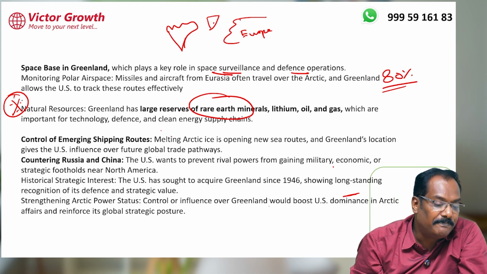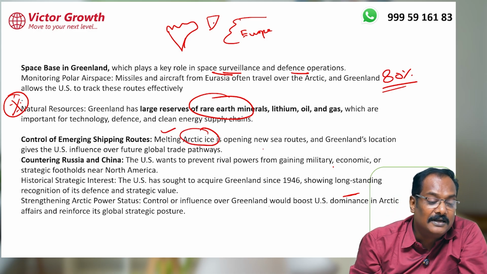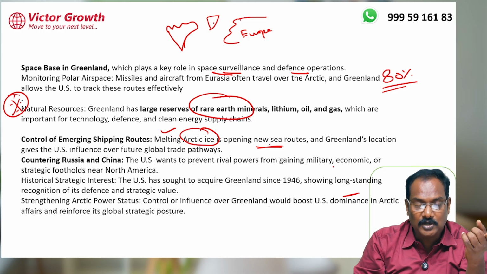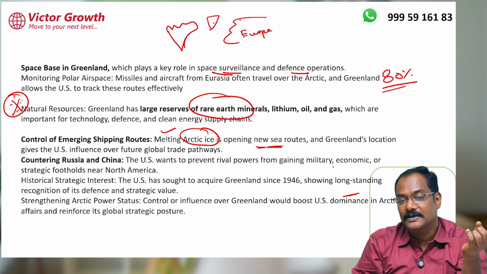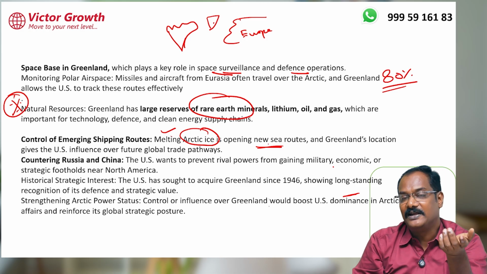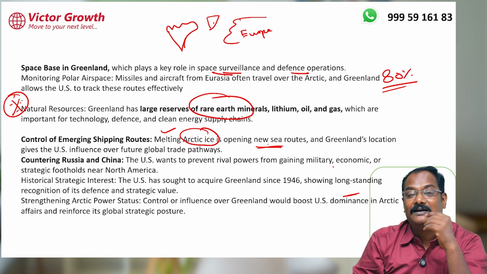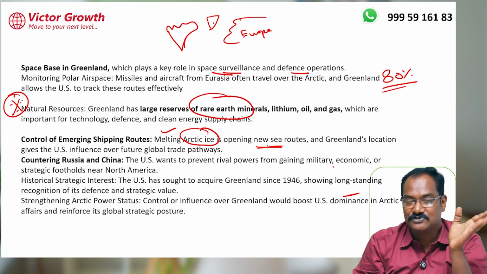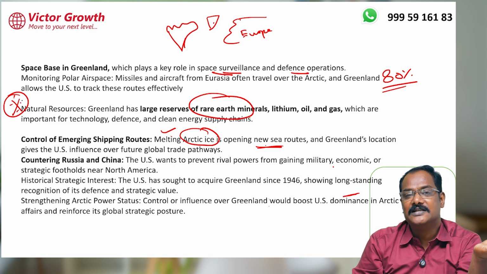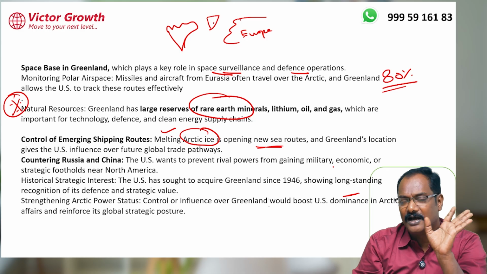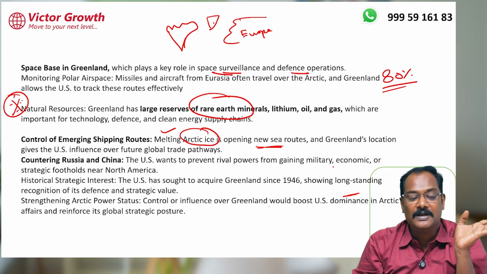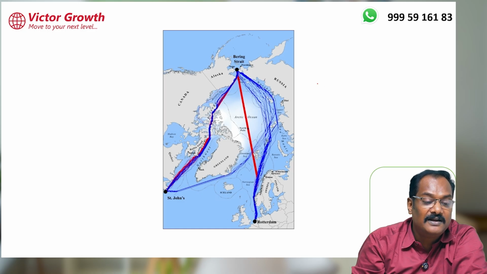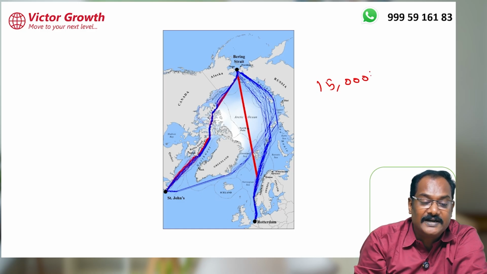Then we'll say shipping, melting of Arctic ice, opening the new sea route. Now, if they want to come to Africa, or to Japan, through the normal existing route, like the Suez Canal and the Panama Canal, it is around 23,000 kilometers, or approximately 20,000 kilometers and above. But the new route which I am going to show you is just 15,000 kilometers. Understood? That is the most important thing.